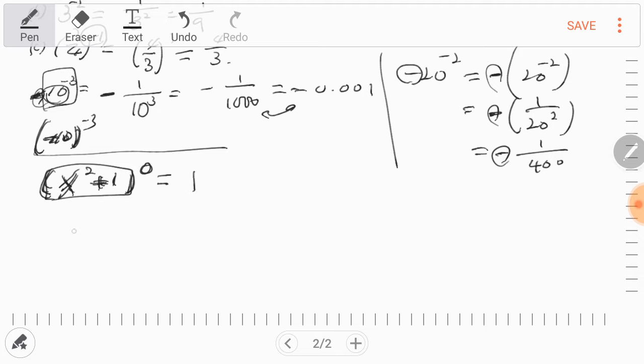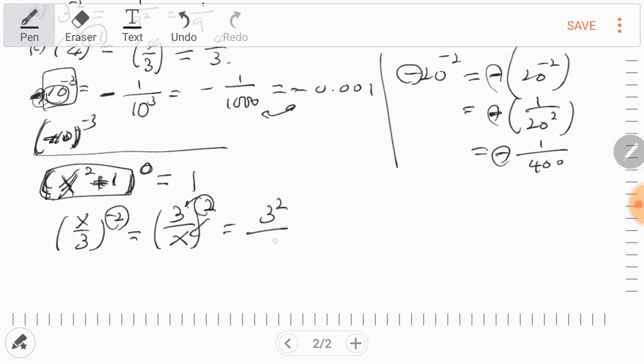Try another one. How about x over 3 to the power of negative 2? Okay, then this is equal to what? Change the sign of the power, then reciprocate the base, 3 over x. Okay, then assign each power to this. Then 3 squared, x squared, so 9 over x squared.